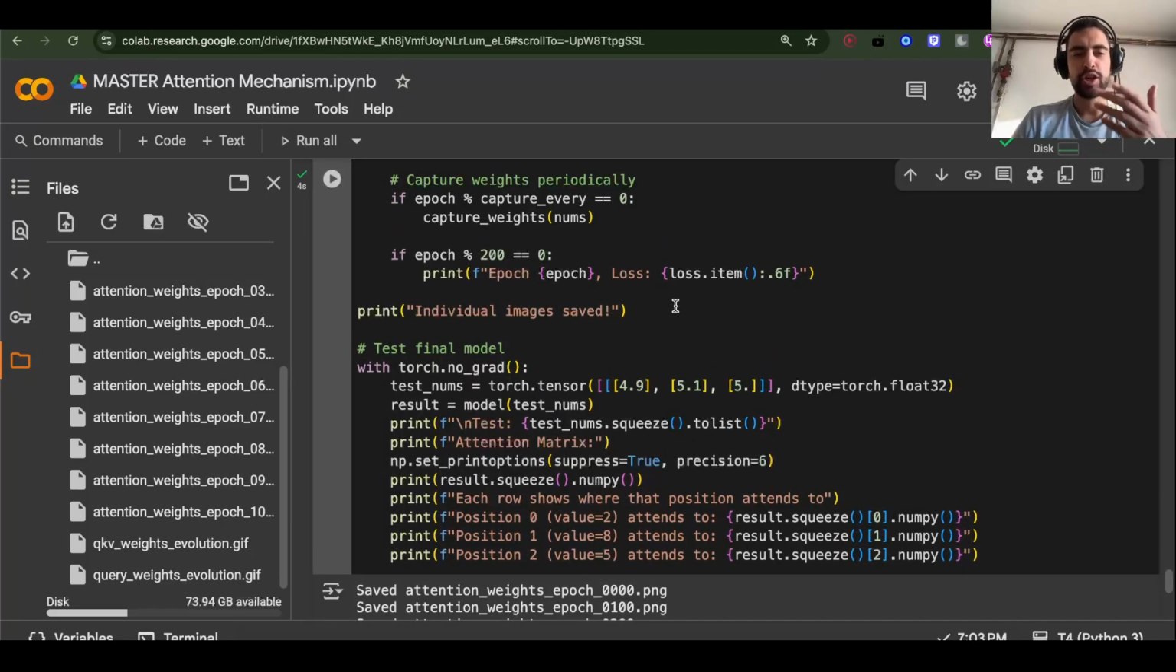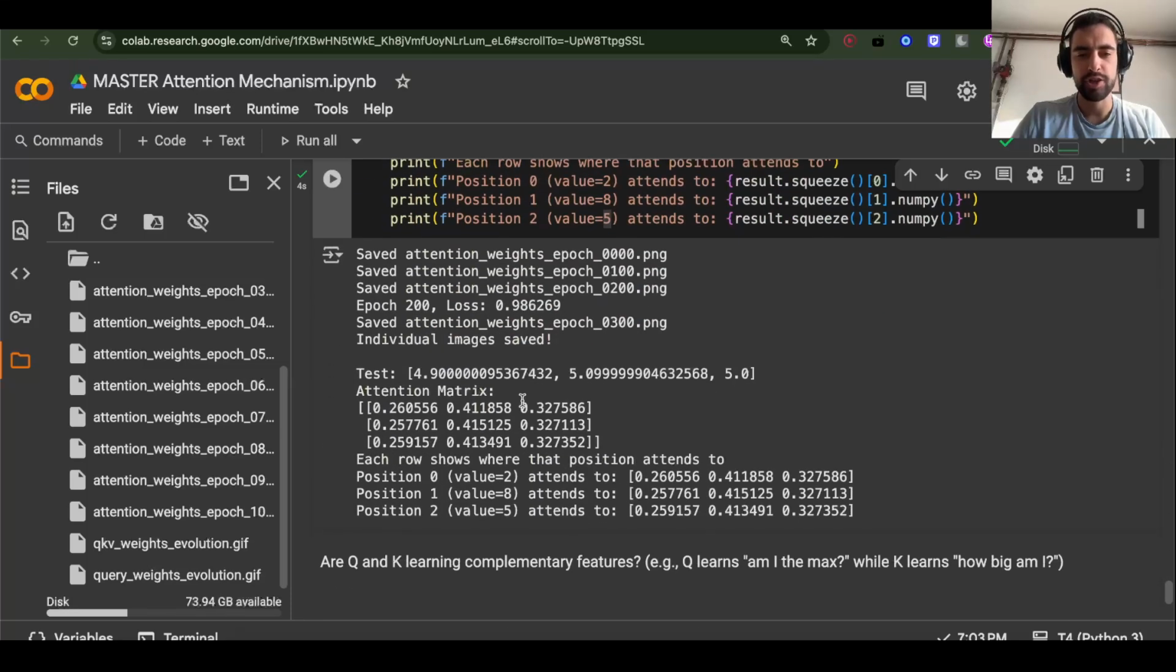Let's see the next thing. I trained it only on whole numbers. So what's going to happen if I put in 4.9, 5.1 and 5? So just a 0.1 difference. Let's see the attention. So 0.26, 0.41 and 0.32. This shows how neural networks generalize. So it's correct and I like it.